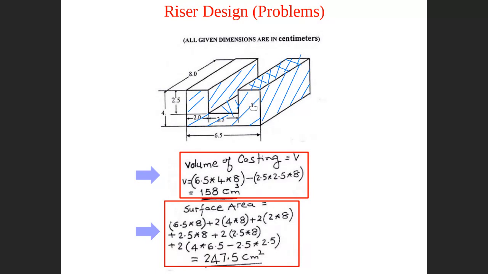You have to count every area in contact with the mold. When I say surface area, it means you must count every area in contact with the mold. So this one, this one, and the one below. Every area you have to count. So this is the surface area of the cast and this is the volume of the cast. Now the volume is 158, and the surface area is 247.5 square centimeters. Volume and surface area of the cast, now we know.